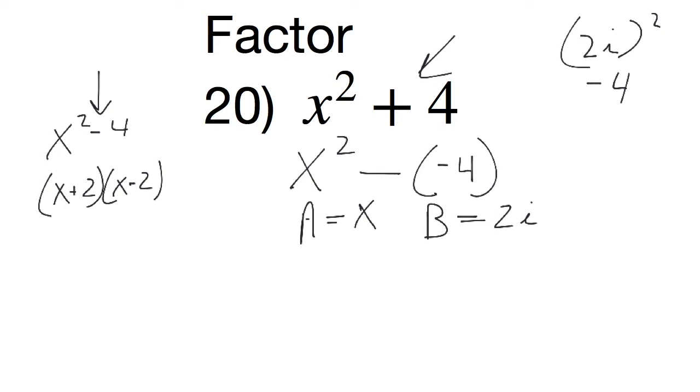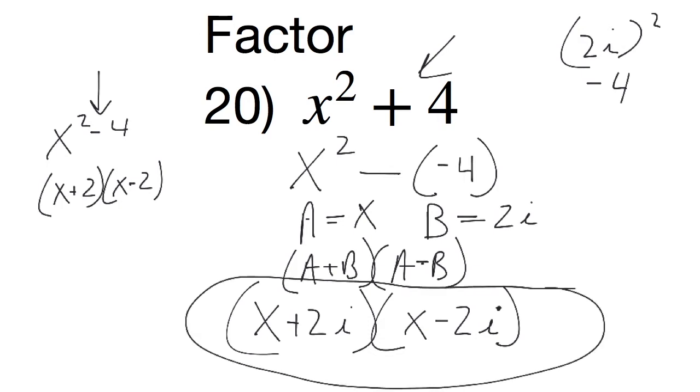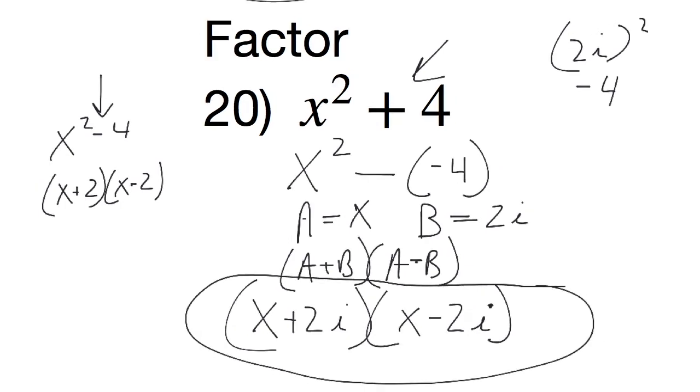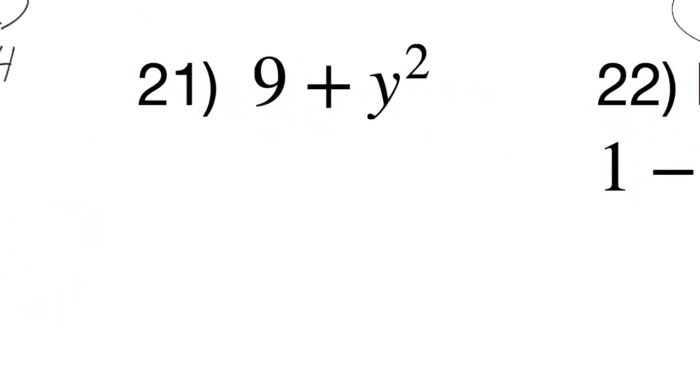What this becomes is, you've got a plus b times a minus b. It's the difference of squares. That's basically going to be x plus 2i times x minus 2i. And finally, we can find two factors to this expression. Let's do that again here.